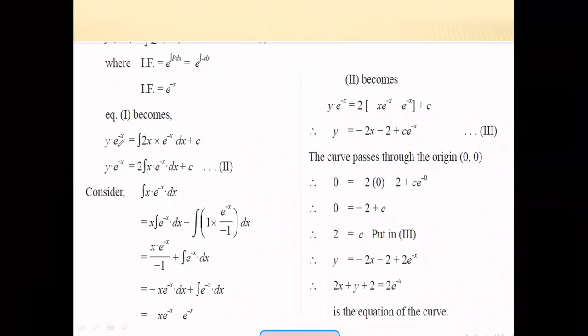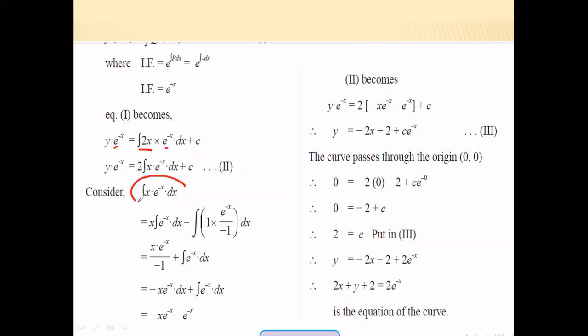So what is the value of IF? e raised to power minus x. What is the value of q that is given? 2x. This is IF dx plus c. Now when you simplify the term, you simply get 2 integral x into e raised to power minus x dx, because 2 was a constant, taken outside the integration. Now consider this x e raised to power minus x.